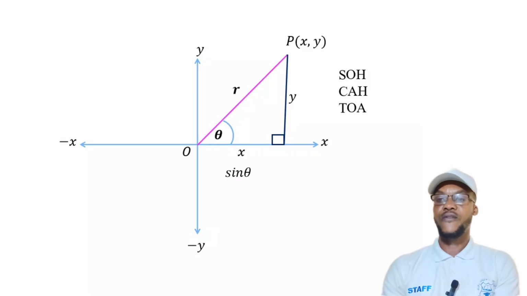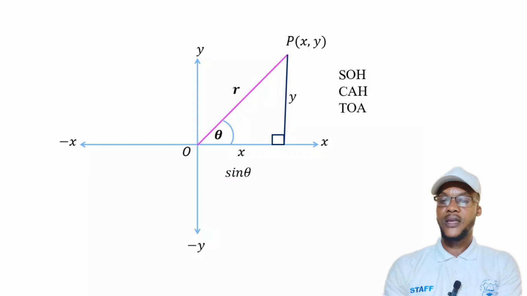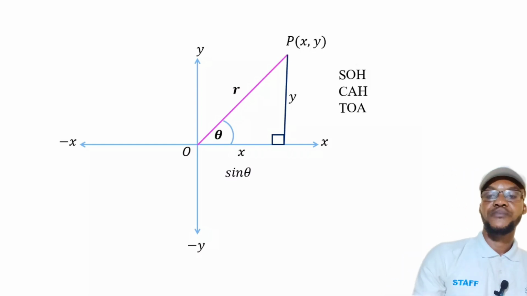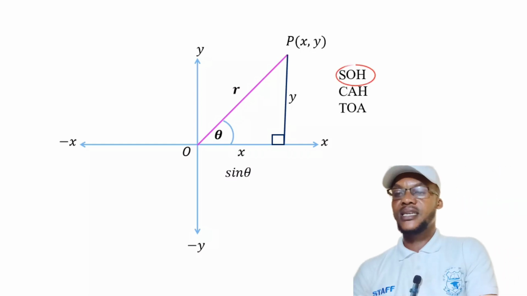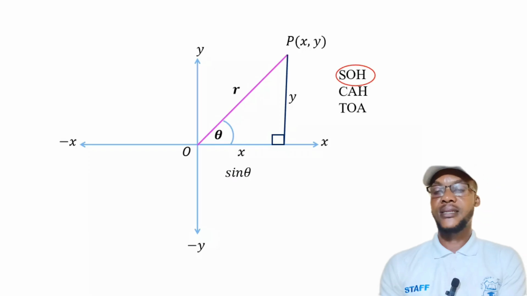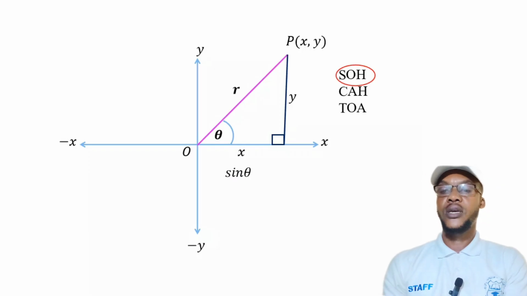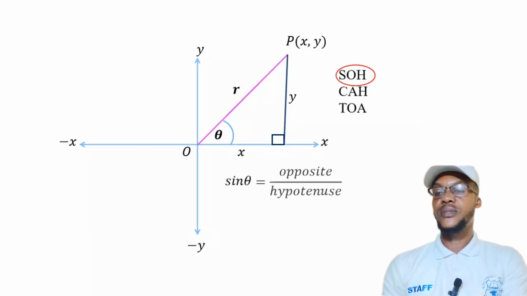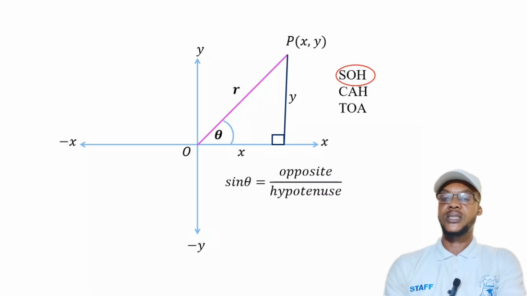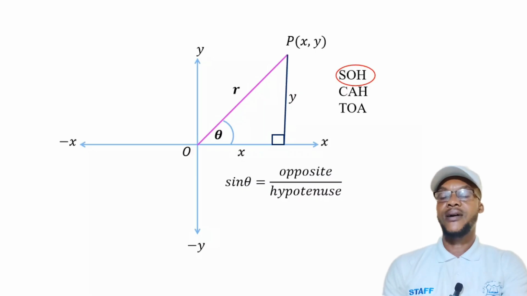A ratio of opposite on the hypotenuse. Okay, then let's identify, yes, that is the SO, because it is sine. So we are using the SO. If that's the case, as we are saying, that is opposite over hypotenuse. So which side is our opposite?